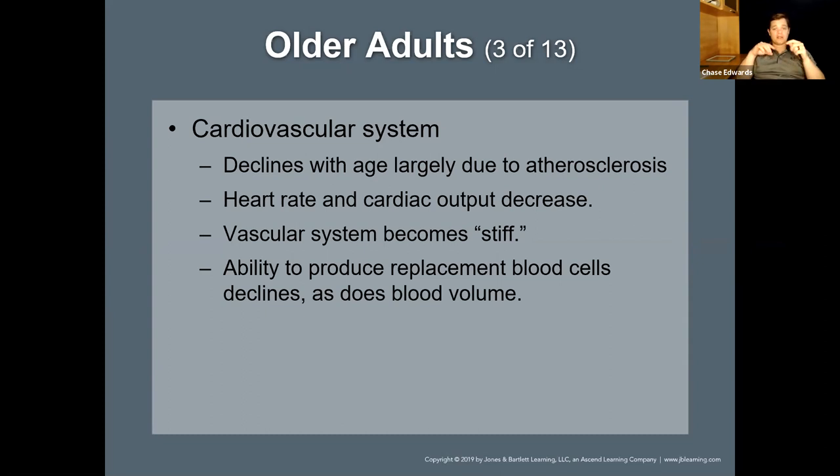Heart rate and cardiac output decrease. I always ask that kind of thing if they have medical papers or anything, or they're cardiac patients. I always get into that. Cardiac output can no longer meet the demands of the body, so it becomes an issue. The vascular system becomes stiff. Because of that, your diastolic blood pressure increases with age, and because of the wearing of the vascular system, the heart must work harder to move blood effectively. The blood flow to the organs is also reduced, which causes issues as well.